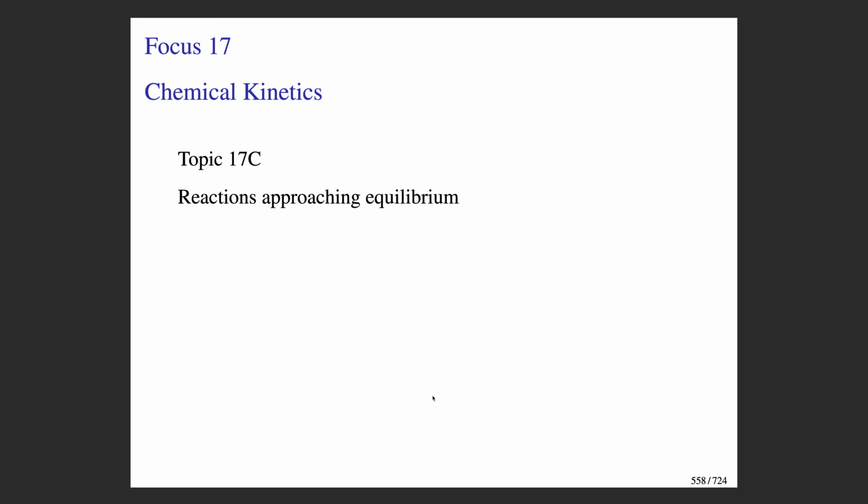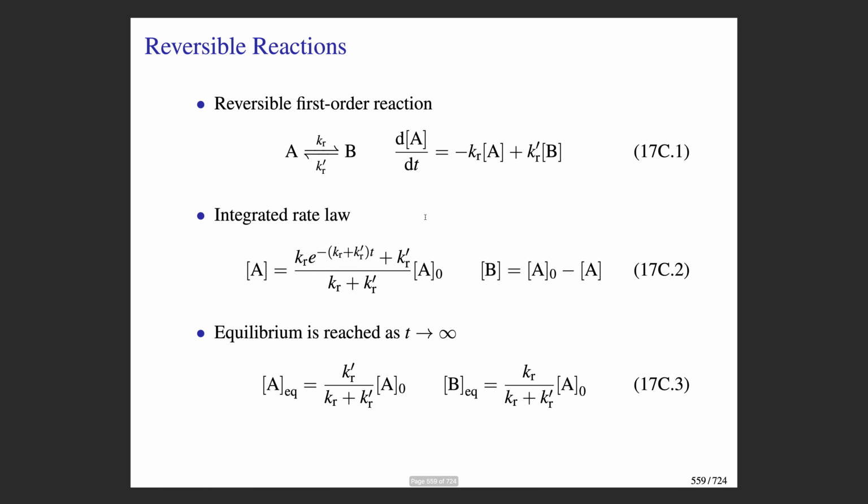Okay guys, in this video we are going to talk about the kinetics of reversible reactions. So here's an example. We have a generic reversible reaction that's first order in each direction. The forward direction is first order with this rate constant, and the reverse reaction is first order as well with a different rate constant. So in general these are two different numbers.